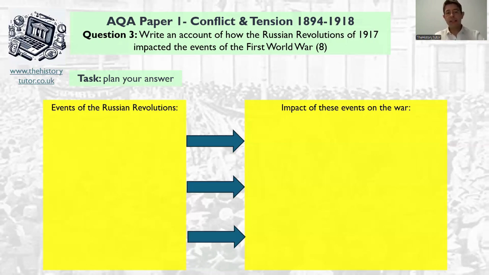So now let's plan some of these ideas. So you can have a think now, what are the main events of the Russian Revolution? And you could think revolutions, if you like. There are two in 1917. And how do those events impact the war? So think about an event and then put an impact.